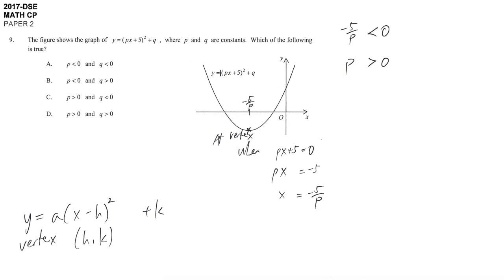And then another part is about the height. When x is equal to this result, then the square term becomes 0. So y will become 0 squared plus q. That's why the vertex, the height here, is q. q is below 0, or below the origin, so q is smaller than 0. And then we make our conclusion: p larger than 0 and q smaller than 0. The answer is C.